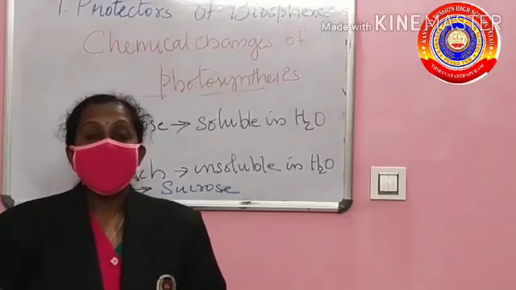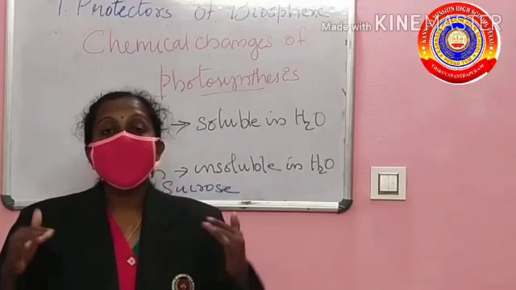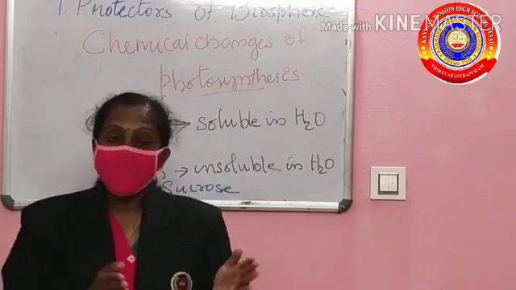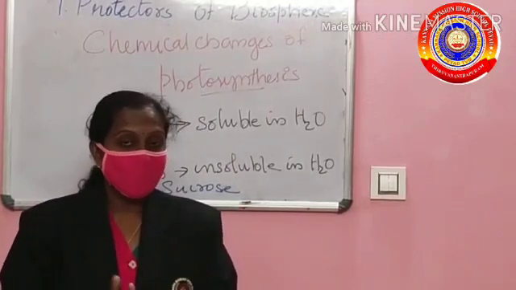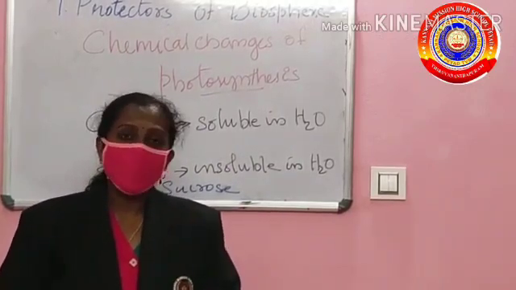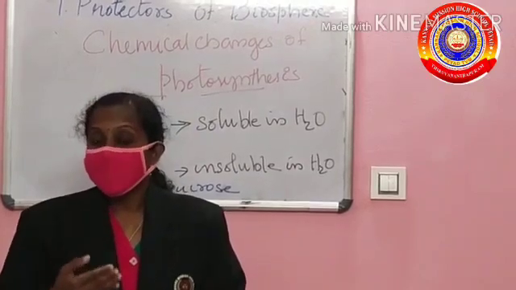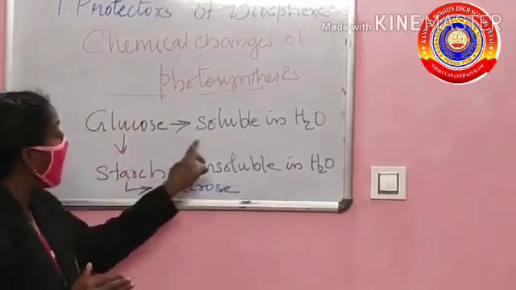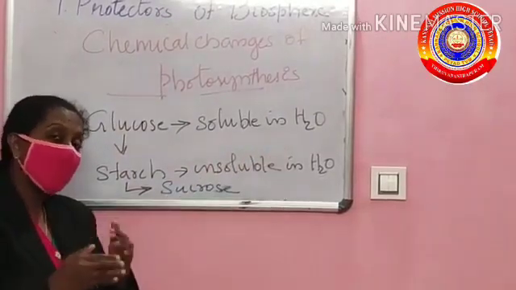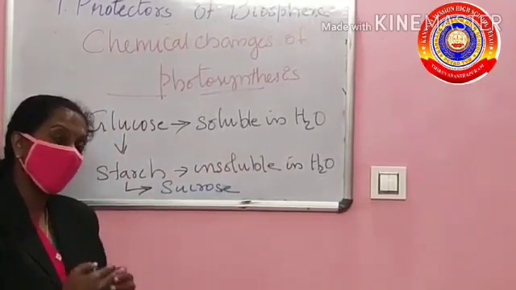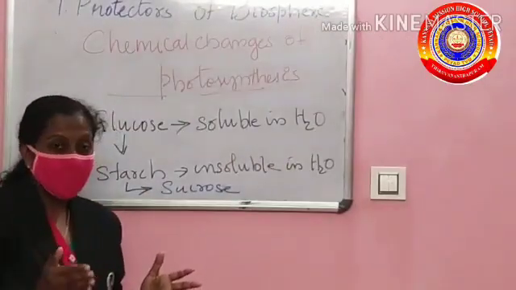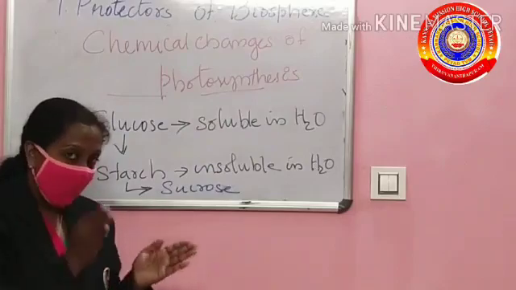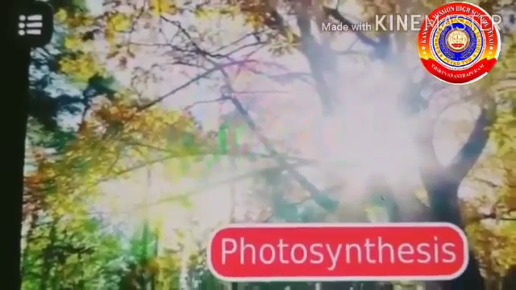Now we will discuss what happens to the glucose during photosynthesis. We know that during the photosynthesis, the product obtained is the glucose. And what happens to the glucose, that we will discuss. The glucose is highly soluble in water. Highly soluble in water means it combines with water very easily. So this glucose cannot be stored in the plants. So what are the plants doing? The plants store this glucose in the form of starch.